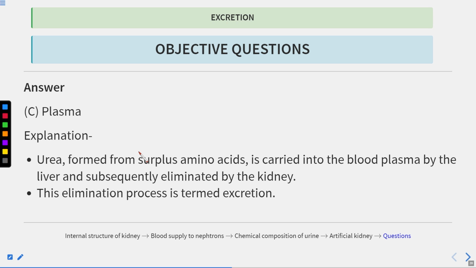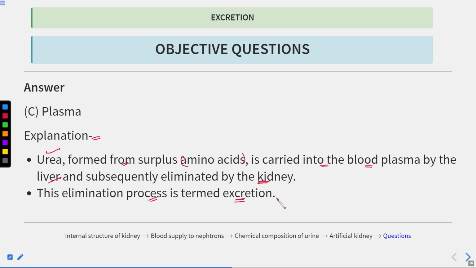Now the correct answer is option C, plasma. Let's have a look at the explanation. The urea is formed from the surplus amino acid, meaning the excess amino acid. This urea is carried into the blood plasma by the liver and is subsequently eliminated by the kidneys. The kidney forms the urine, and this urea is eliminated out of the body through urine. This elimination process is known as excretion.